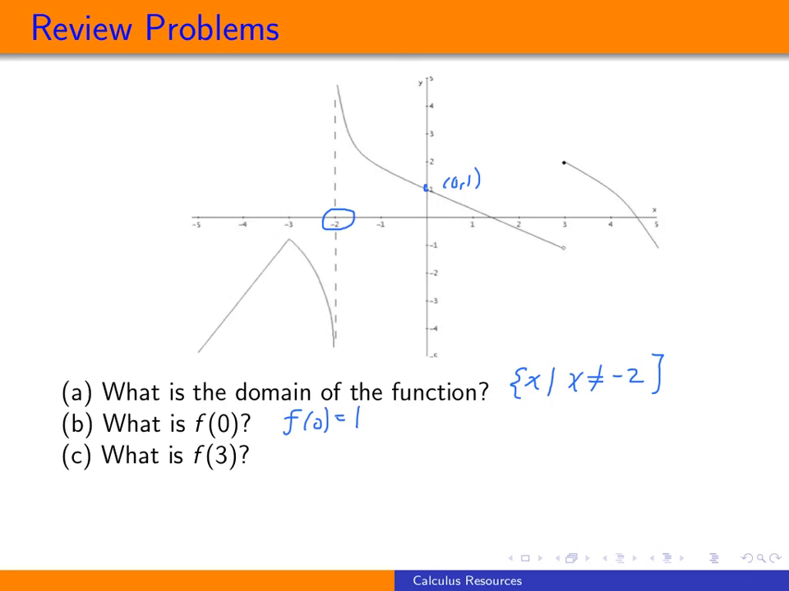Part C, what is f of 3? F of 3 would be the output associated with 3. And if we look at 3 for an input, we see that we have the closed circle sitting above. And that corresponds to the point on our graph, (3, 2). So the output associated with an input of 3 is the number 2. That is, f of 3 equals 2.